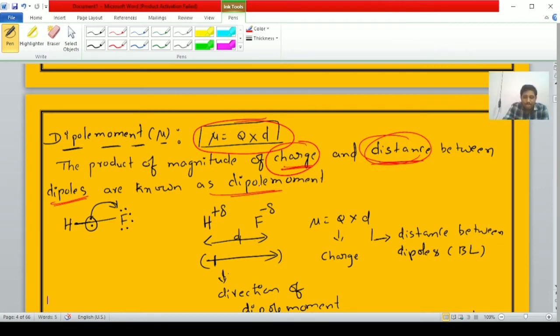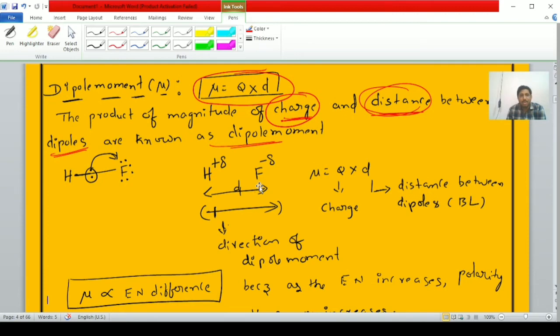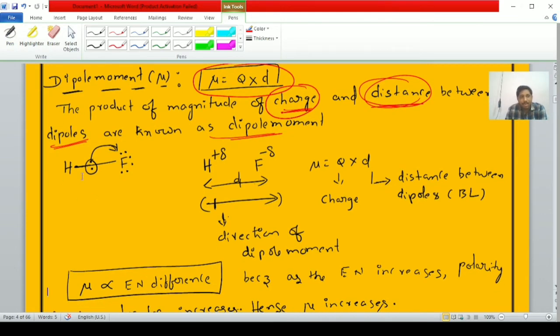This definition can be explained with a small example, student. Let us consider a molecule, hydrofluoric acid or hydrogen fluoride. In hydrogen fluoride, the shared electron pair is present between the hydrogen and fluorine atom. Hydrogen contributes one electron, fluorine contributes one electron. A shared electron pair is formed between hydrogen and fluorine.